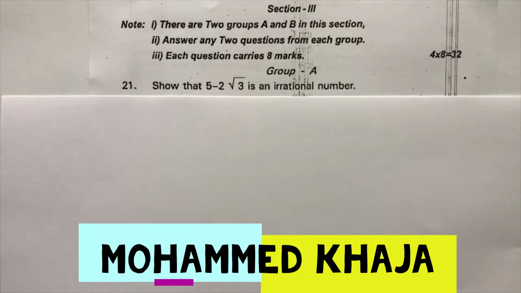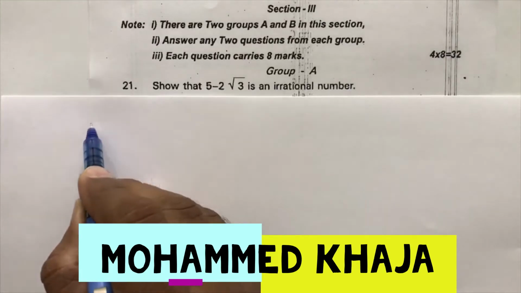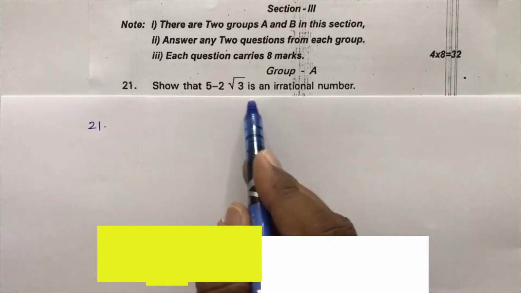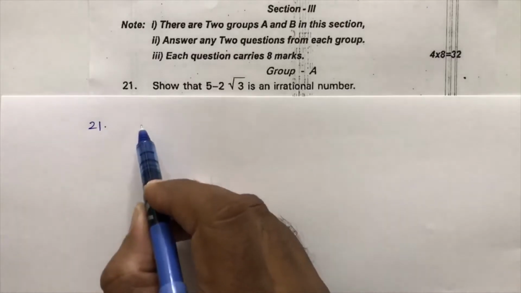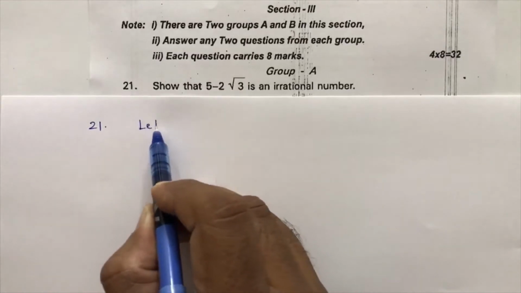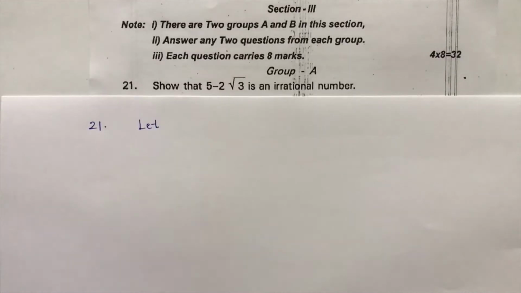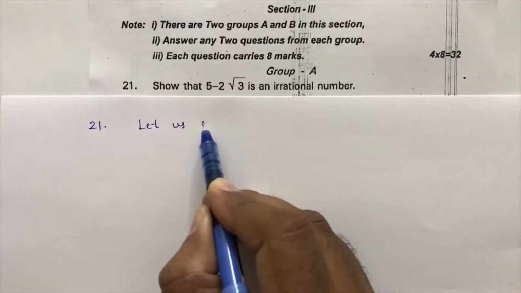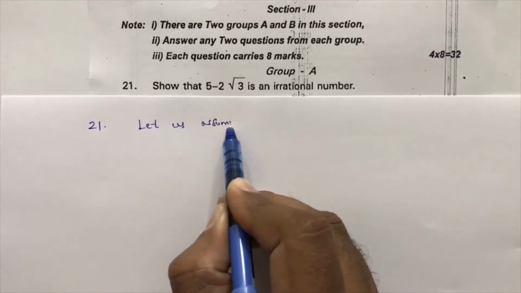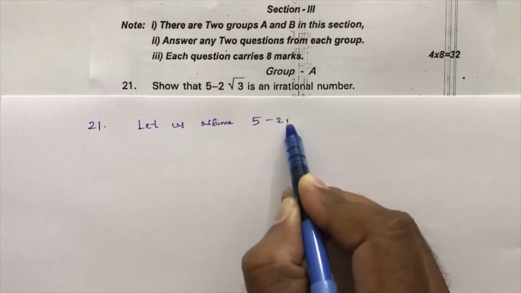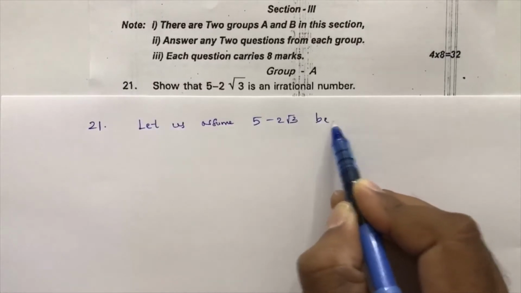Section 3, question number 21. Show that 5 minus 2 root 3 is an irrational number. Here we'll solve this problem by contradiction proof. So let us assume 5 minus 2 root 3 is a rational number.